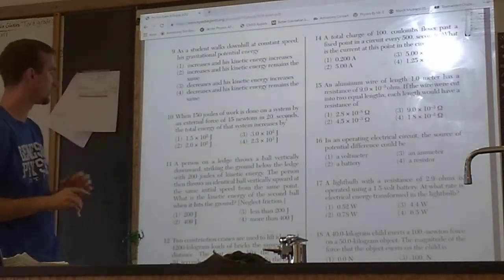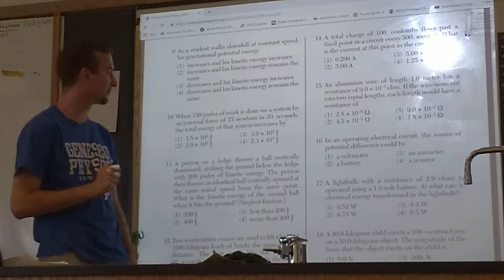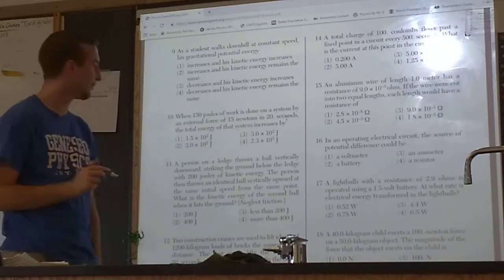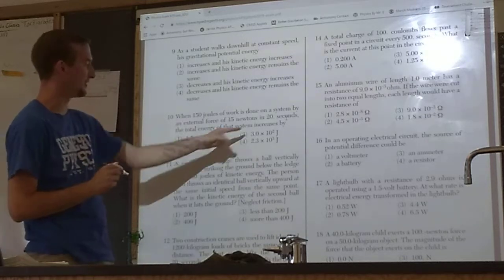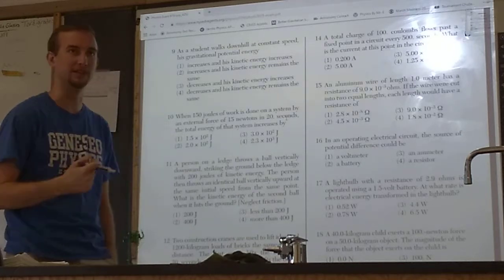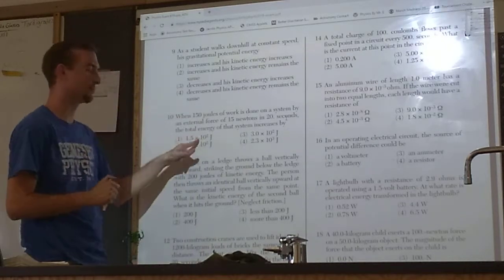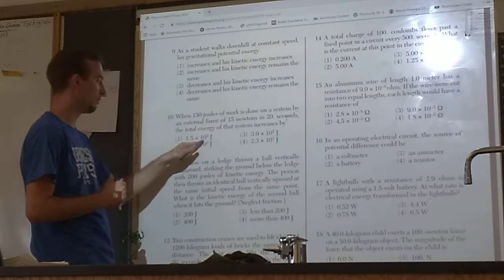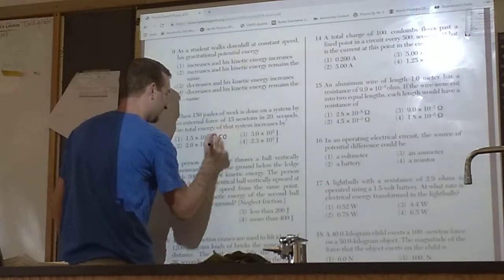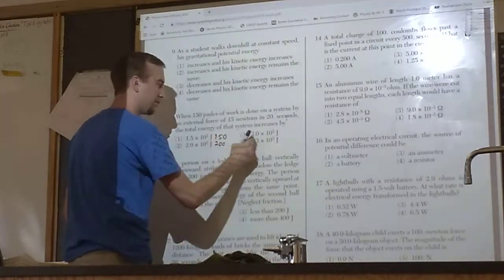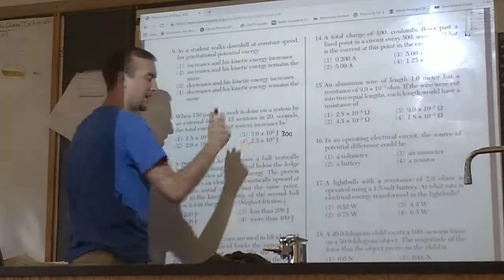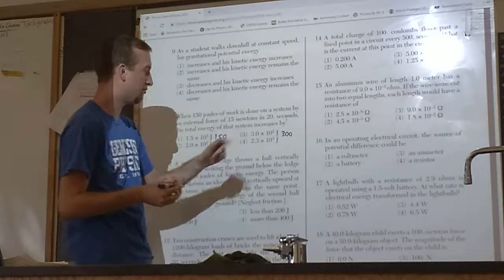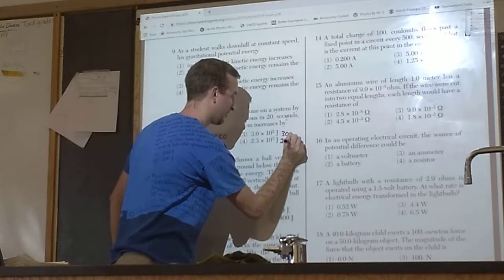When 150 joules of work is done on a system by an external force of 15 newtons in 20 seconds, the total energy of that system increases by, that's a lot of words and a lot of numbers to deal with, and they even put these all in scientific notation. That's typically something that you guys don't really like. However, it takes about 2 seconds to get these out of scientific notation. Everyone should know what 10 squared is. It's 100. 1.5 times 100, that's 150. 2 times 100, 200. 3 times 100 is 300. And then 10 times 10 times 10, or 10 to the third, that is 1,000. 2.3 times 1,000 is 2,300.